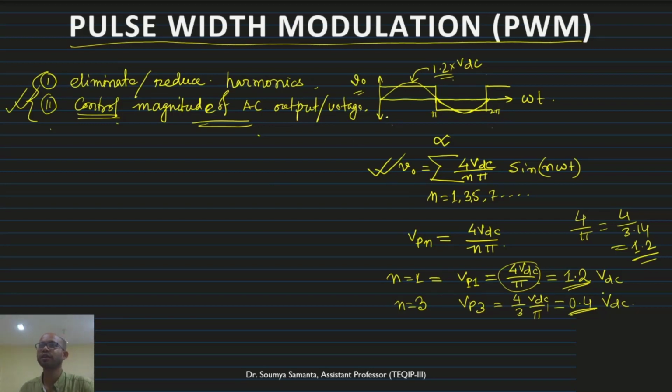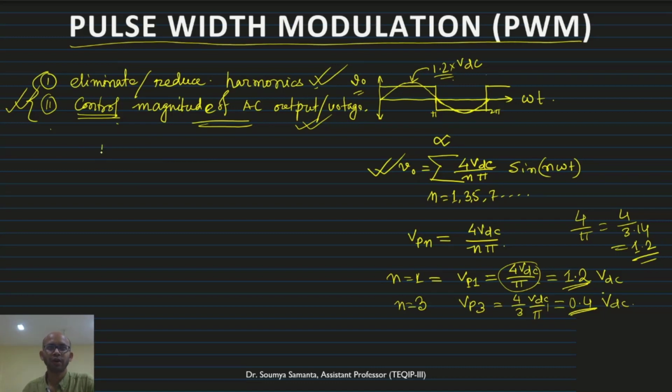Now in this case, what is the gate pulse? Gate pulse is from this point to this point. This is the whole width. Now if we can control this width of the pulse, then we can reduce the harmonics and we can control the AC output voltage of the fundamental frequency. Now how can we do that?